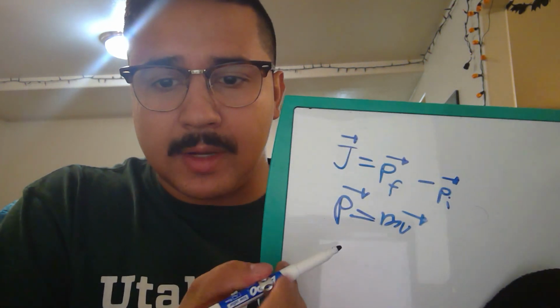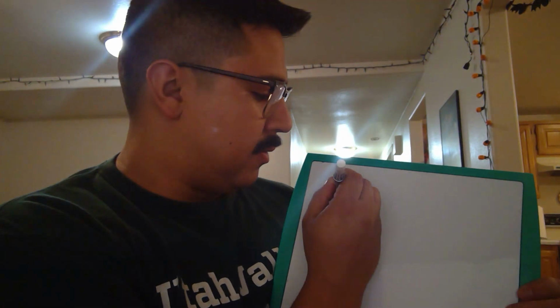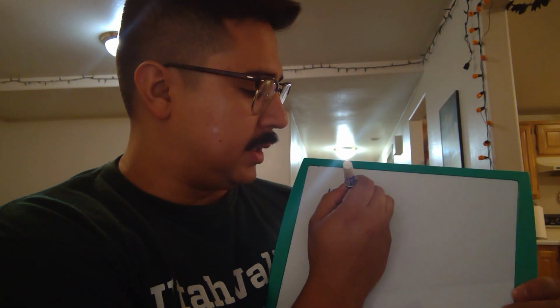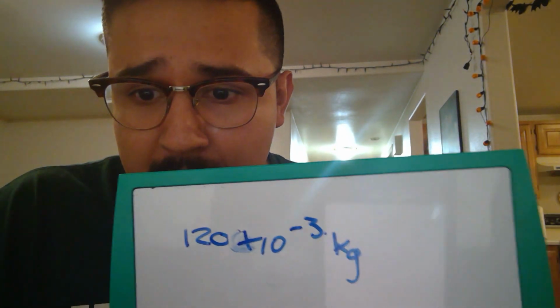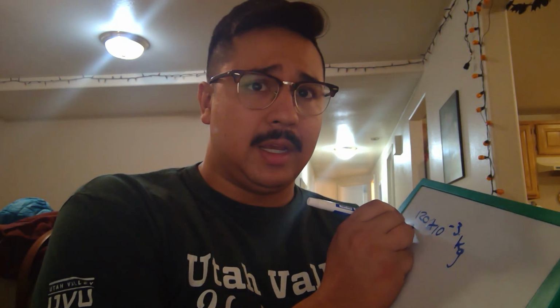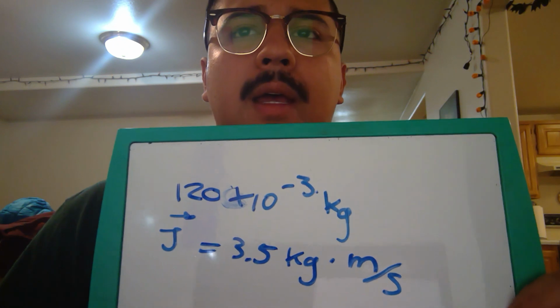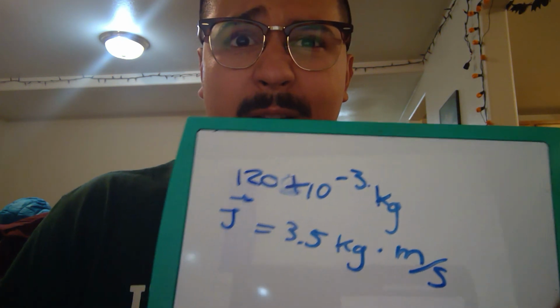So these are the equations we're using, and what's given to us is the mass of the rocket, which is 120 times 10 to the negative third kilograms. And then our impulse is J equals 3.5 kilograms times meters per second. So from that, we know how much it weighs and the impulse of the rocket.